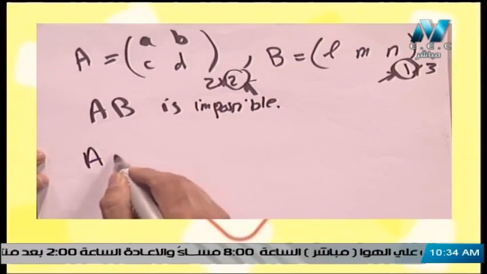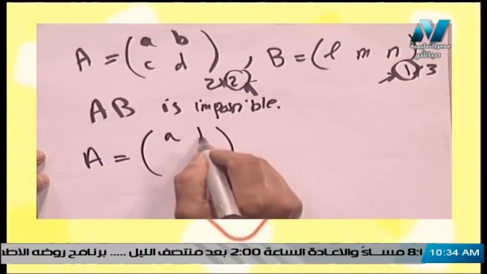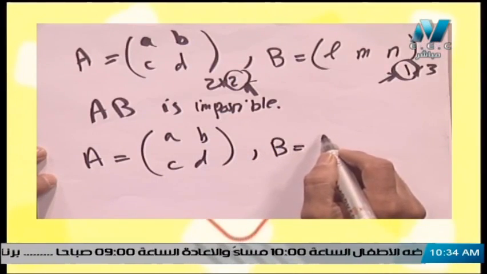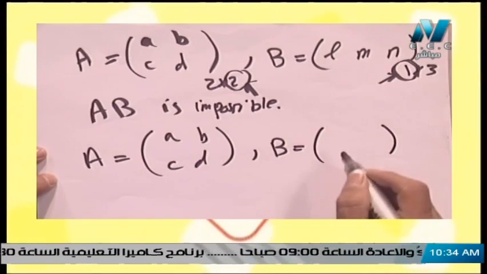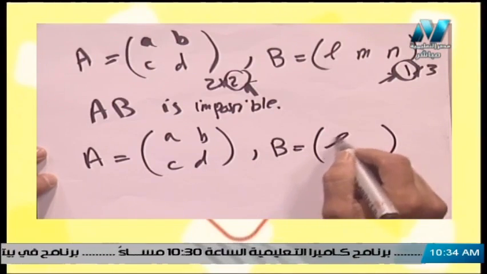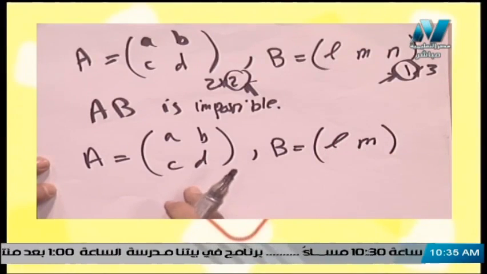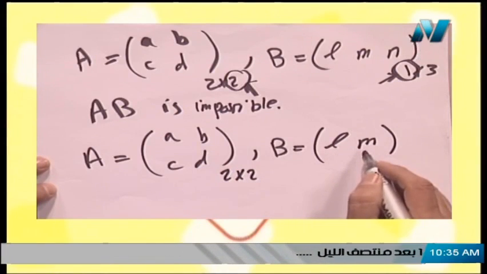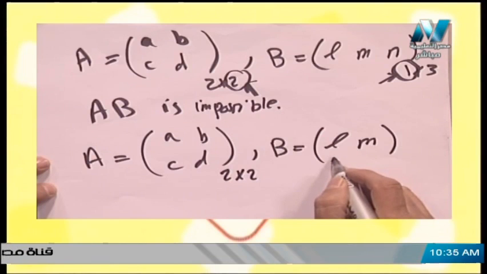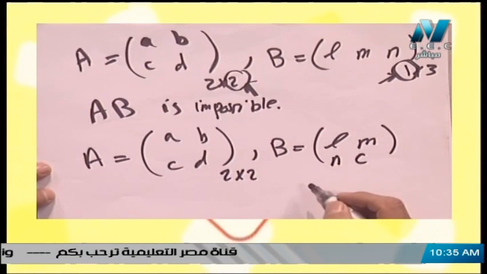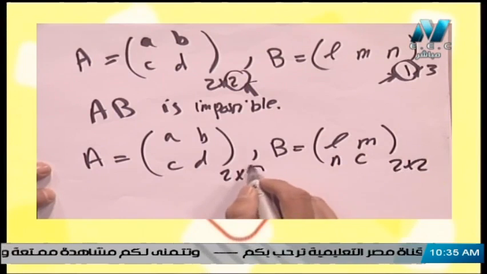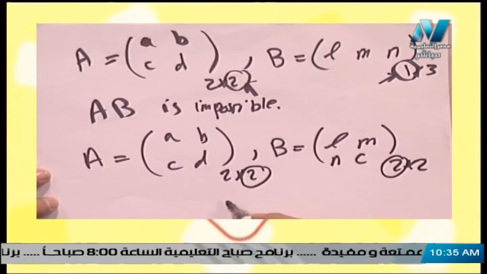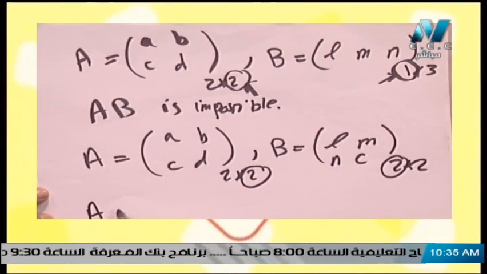But if we have another matrix A equals A, B, C, D, and B equals only 2 rows like that, L and M, and here N and C, then matrix B is of order 2 by 2 also. The number of columns here equals the number of rows, so it is possible to multiply A by B.